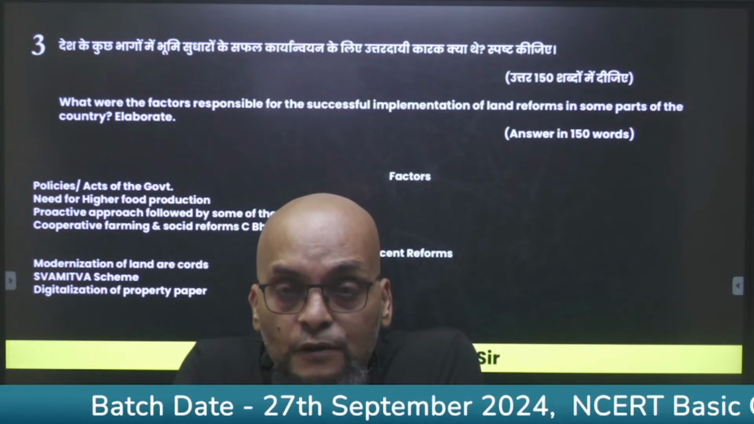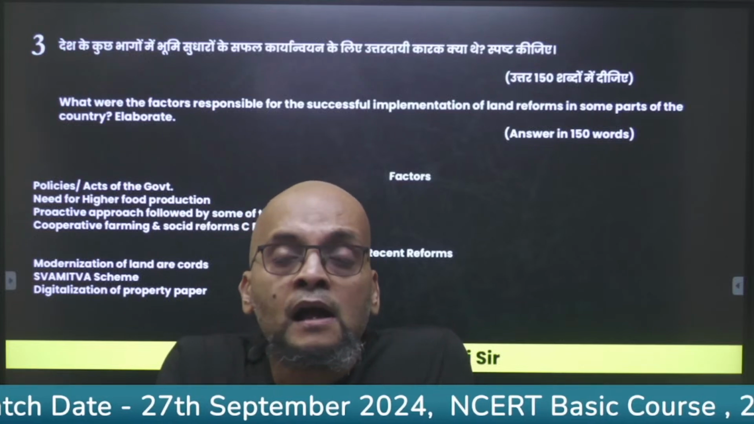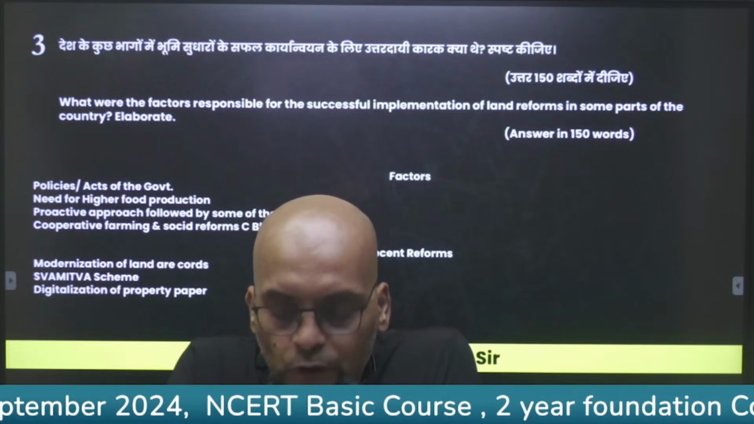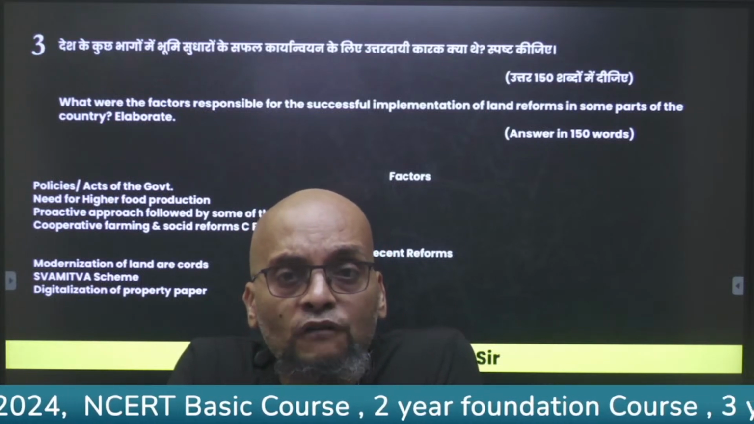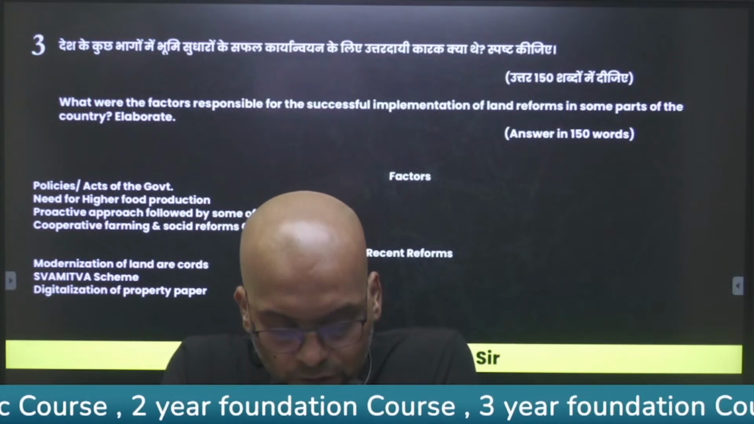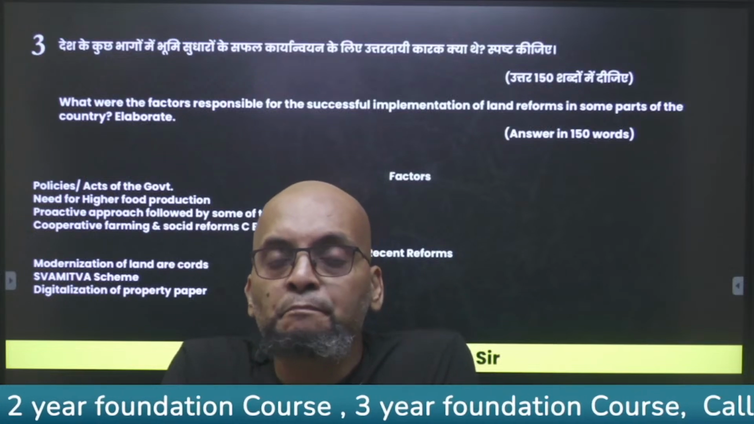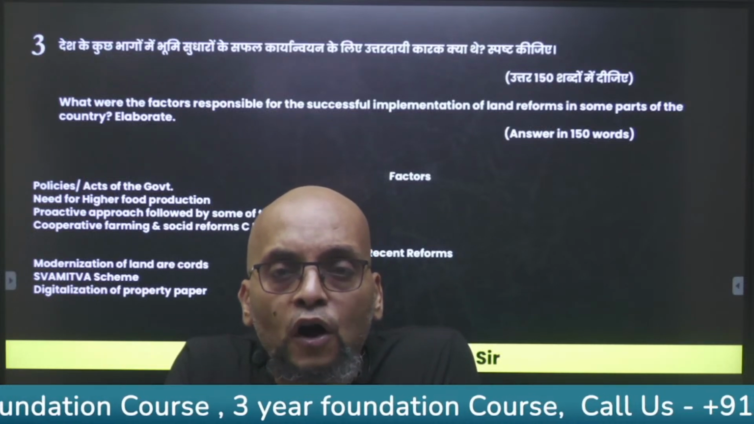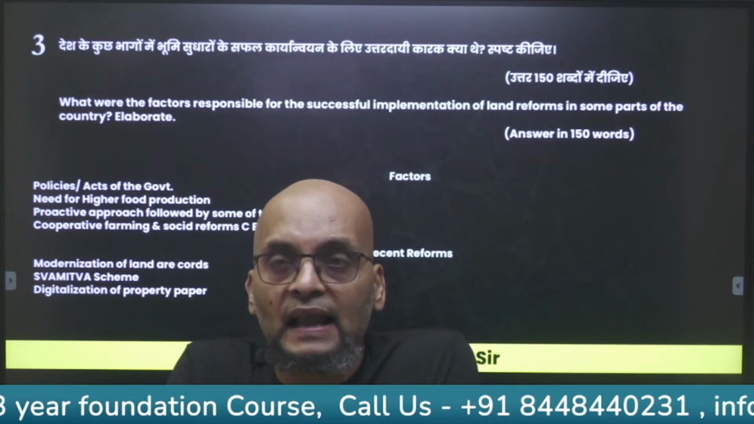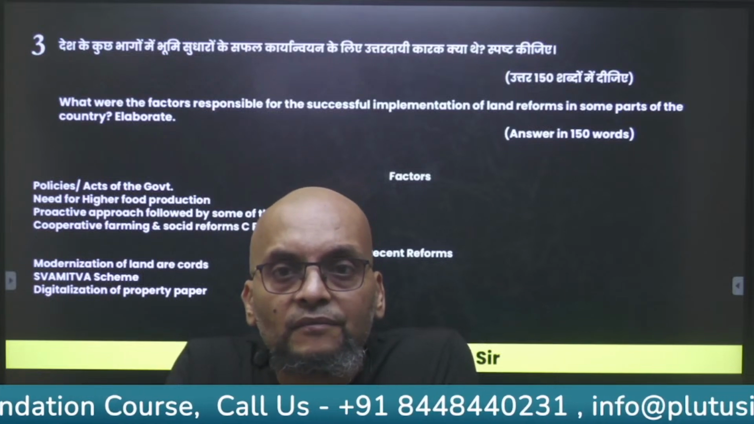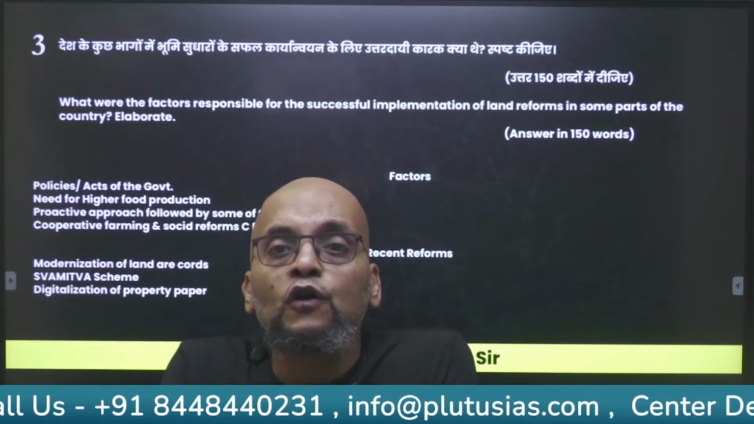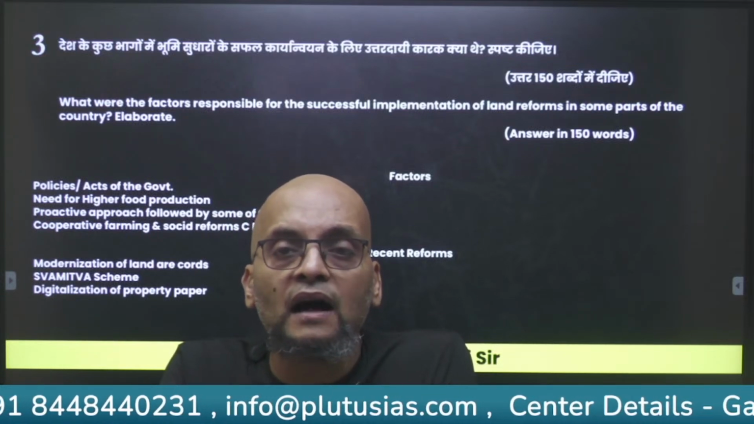Okay? Now pay attention. At that time, 50% of your GDP came from agriculture. And 70% of the population was also dependent on agriculture. But despite this, farmers were not having the land. Farmers were not having the land to cultivate. Why? Because most of the agreeable land was in the clutches of jamindars.